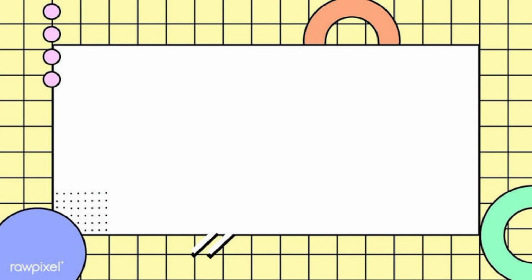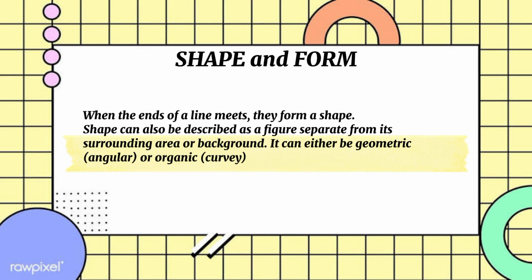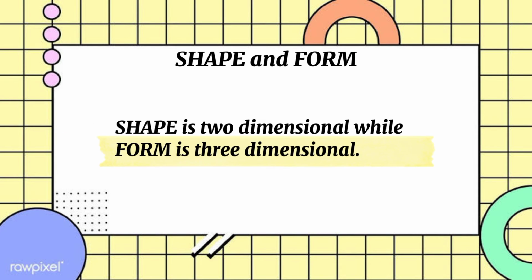The third one was shape and form. When the ends of a line meet, they form a shape. Shape can also be described as a figure separate from its surrounding area or background. It can either be geometric, angular, or organic, which is the curving. Shape is two-dimensional, while form is three-dimensional.